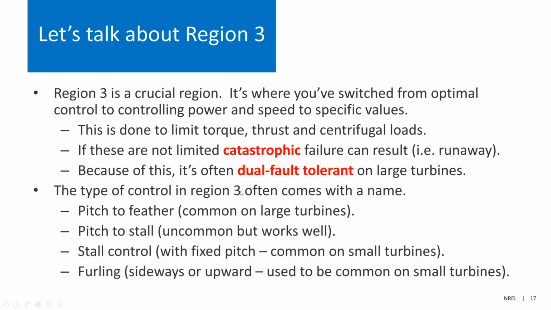This type of control in Region 3 is so important that it often comes with some kind of a name. We'll often talk about pitch to feather control for power, pitch to stall control, which is uncommon but works very well. Stall control, where you slow the rotor down and allow the blades to stall to control your power production. Furling, where you turn the turbine away from the wind, either sideways or upward, in order to control the power produced at high winds. And that's been common in the past on smaller turbines, though it's getting less common these days. Still is used, though. It's very uncommon on large turbines. But it's so important to do Region 3 well that they actually name wind turbine characteristics after it, like a stall-controlled wind turbine or a pitch-controlled wind turbine.